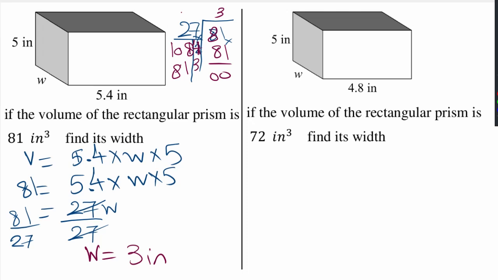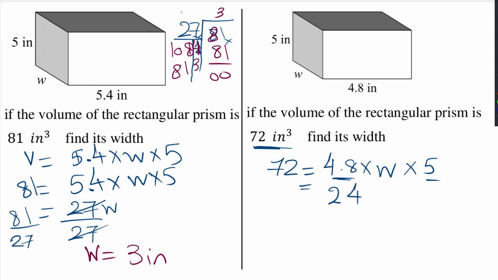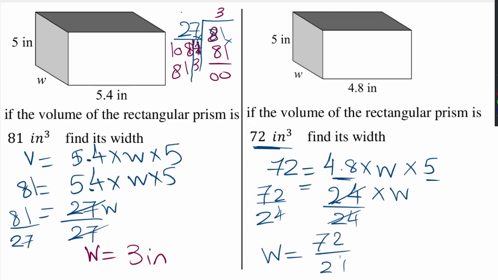Ready? What is the volume? 72 equals 4.8 times width times 5. 4.8 times 5, it is what? 24 times W equals 72. Divide both sides by 24. So W equals 72 divided by 24.